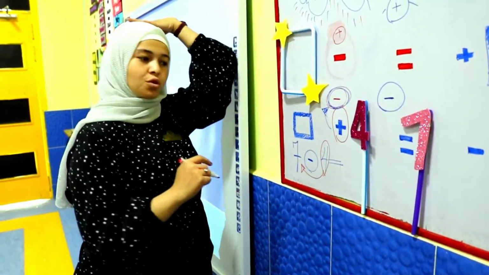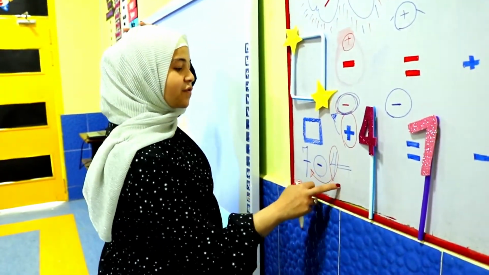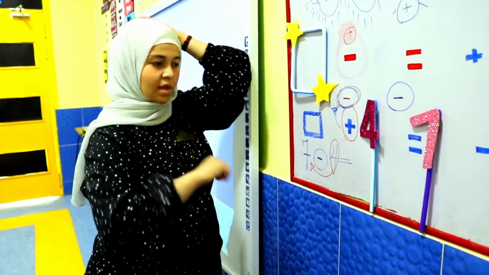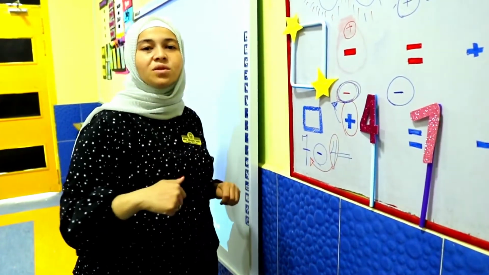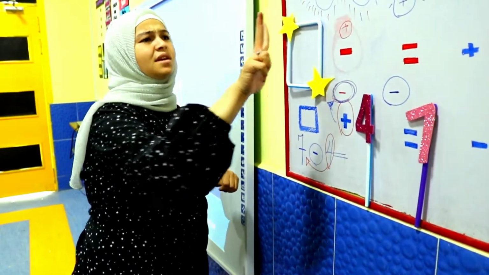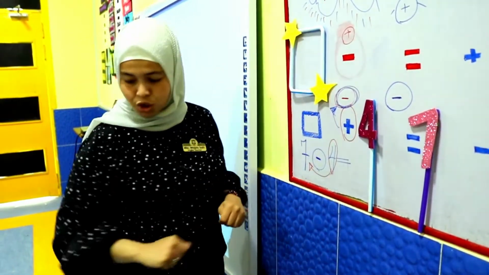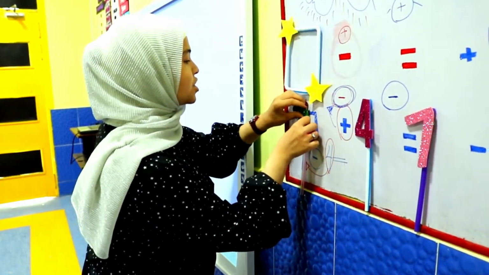Put 4 like this in your mind. Don't forget to do this. Okay, and count after 4 to reach 7. After 4: 5, 6, 7. Can you tell me how many fingers you got? Yeah, let's count these fingers together. 1, 2, 3. So you got 3 fingers. You will put them here.